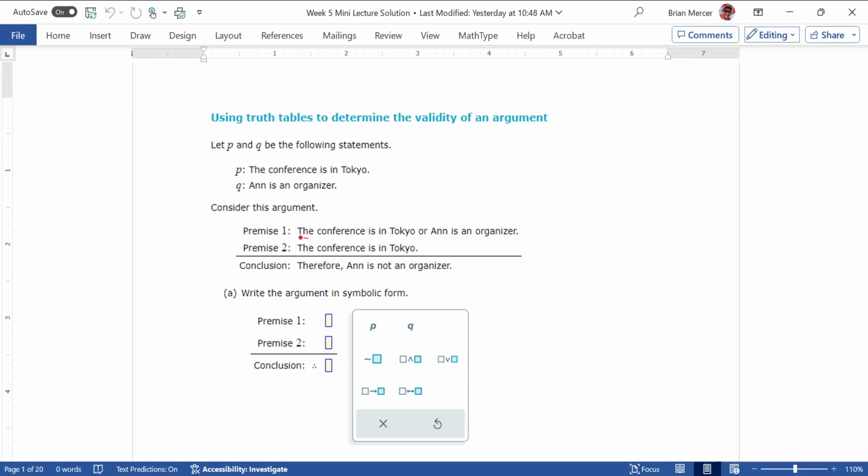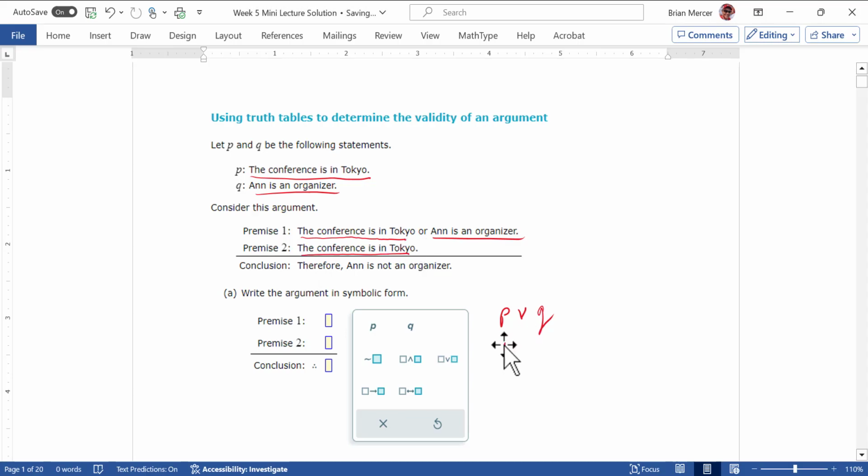Well, when you look at this first premise, it says the conference is in Tokyo. That's exactly what statement P is. So this premise 1, I'm going to write it over here, is P or, so that's the or symbol there. Remember, that's the disjunction. Or what, Anne is an organizer, and Anne is an organizer is exactly what statement Q is. So that premise 1 is P or Q. And then statement 2, or premise 2, is that the conference is in Tokyo. So that's just statement P.